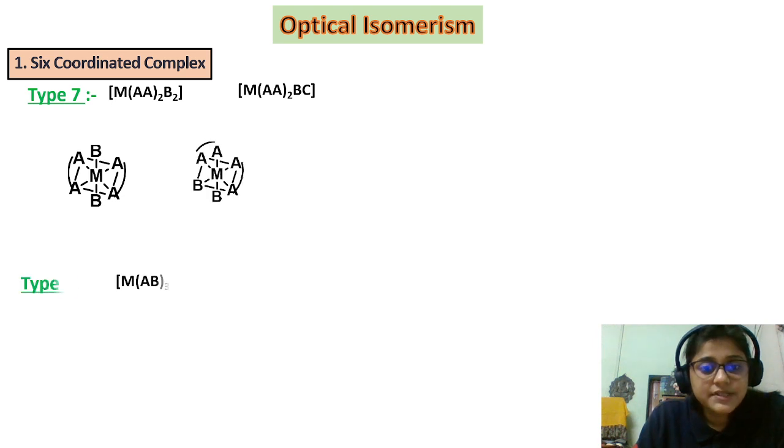So various types are there. These two it has actually drawn. So here you can see, yes, one plane is present. So it will be optically inactive.